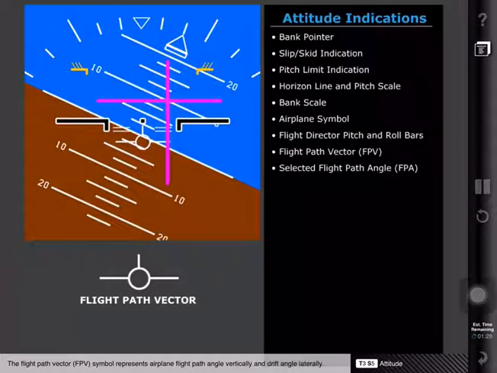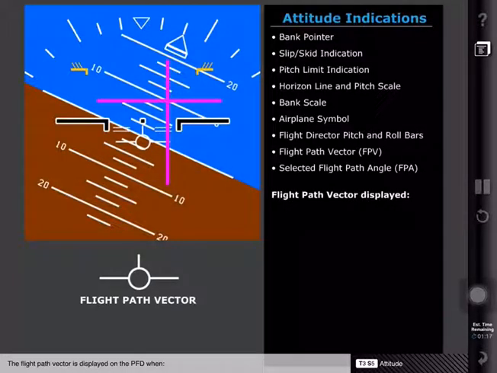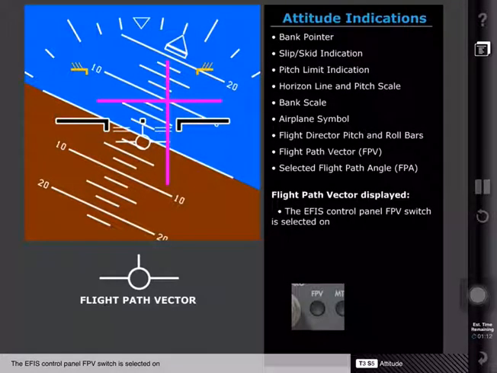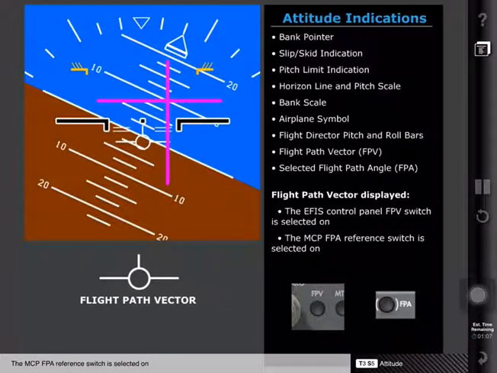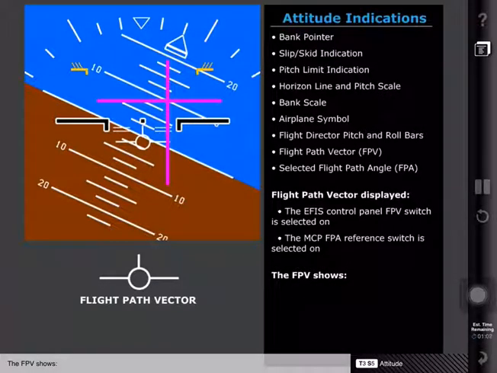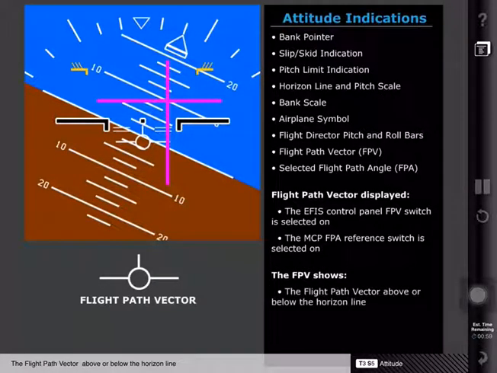The flight path vector, or FPV symbol, represents airplane flight path angle vertically and drift angle laterally. The flight path vector is displayed on the PFD when the EFIS control panel FPV switch is selected on, or the MCP FPA reference switch is selected on. The FPV shows the flight path vector above or below the horizon line and a drift vector left or right of the pitch scale's center.